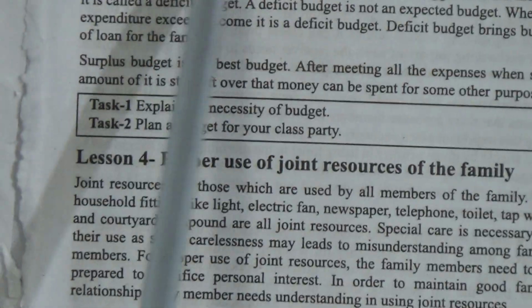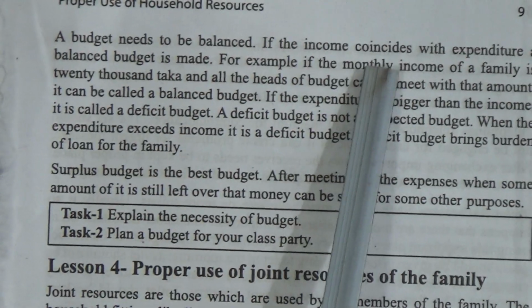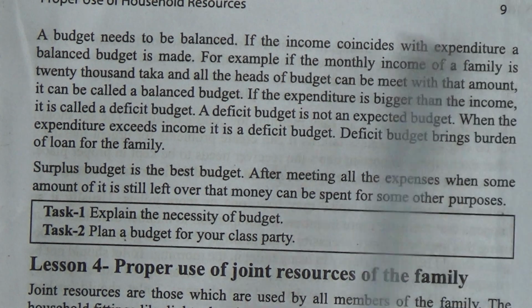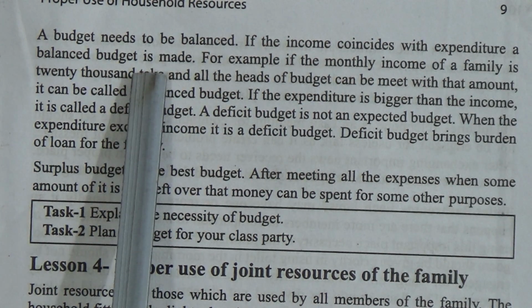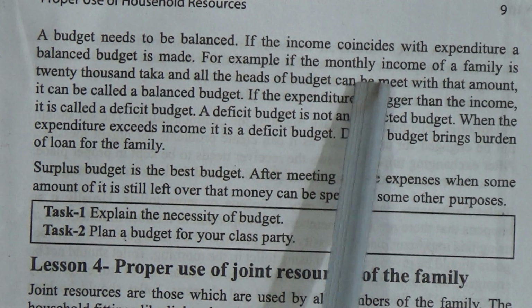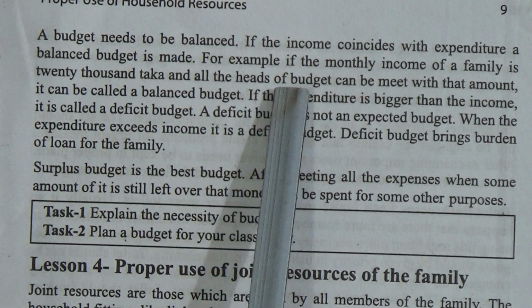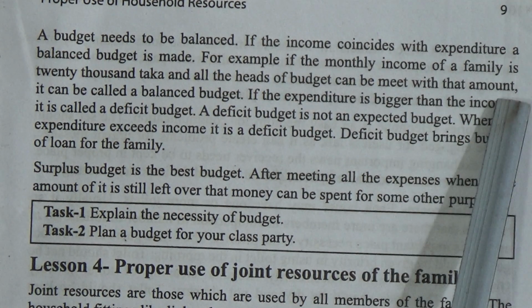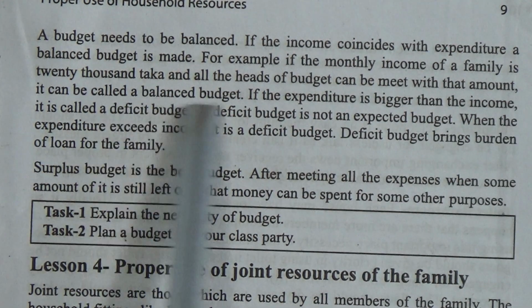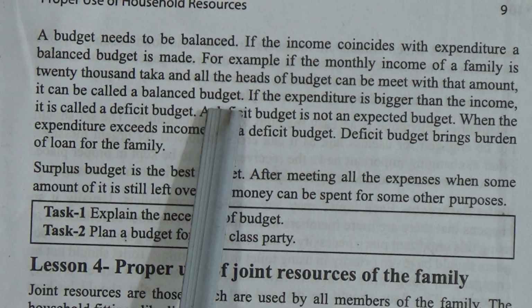A budget needs to be balanced. If the income coincides with expenditure, a balanced budget is made. For example, if the monthly income of a family is 20,000 taka and all the heads of the budget can be met with that amount, it can be called a balanced budget. So you can understand what a balanced budget is.